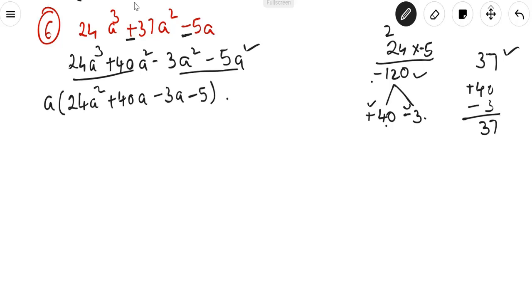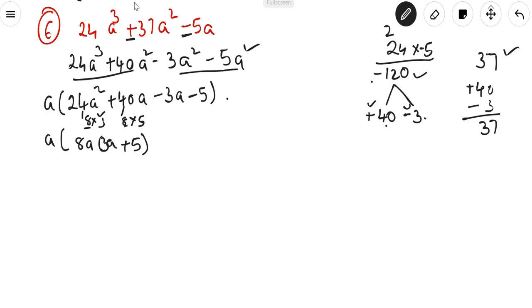Now I will start grouping. I'm going to take a common outside. What is common in 24 and 40? This is 8 into 3, and this is 8 into 5. So 8 is common, and this becomes 8a. If I take 8a common, what is left? 3a plus 5.